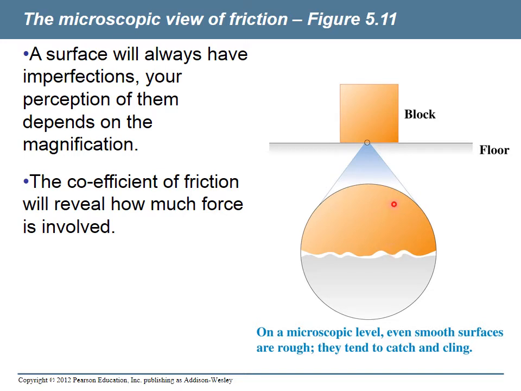So either the block has to be lifted, you need to go against gravity to lift it, or I need to actually break the material. One of the two, but that's the only way it's going to be able to move forward, right? Much more likely it's lifted than breaking, but it depends on the material. So this is effectively where we get friction from.